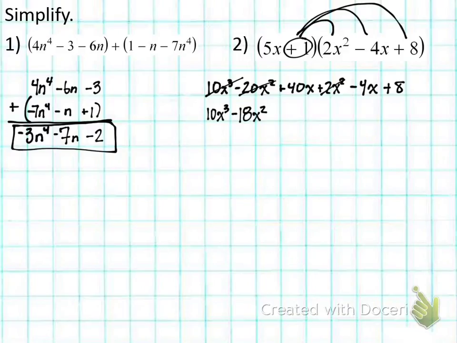Then we talk about x to the first. 40x minus 4x is positive 36x. Okay, there aren't any other x to the firsts. Then I ask myself, are there any constants? The only term that's left is plus 8. There aren't any other constants. And then you could see my answer. You see how it's in descending order? X cubed is the biggest, then x squared, then x to the first, and then constants.